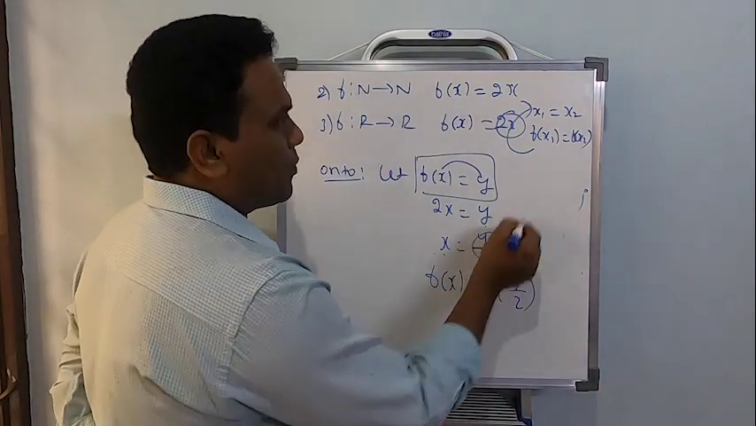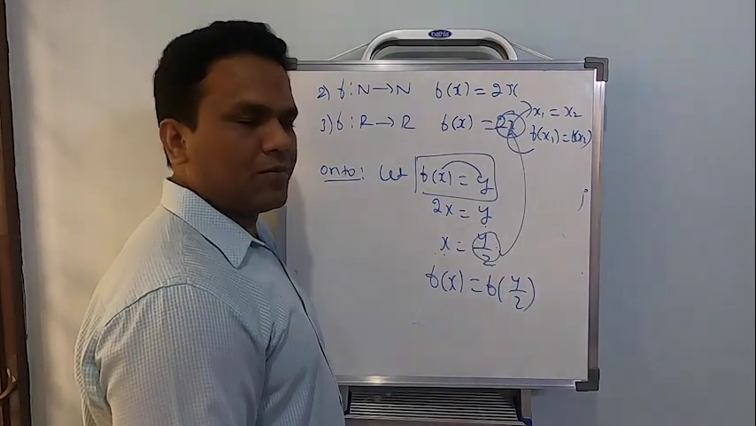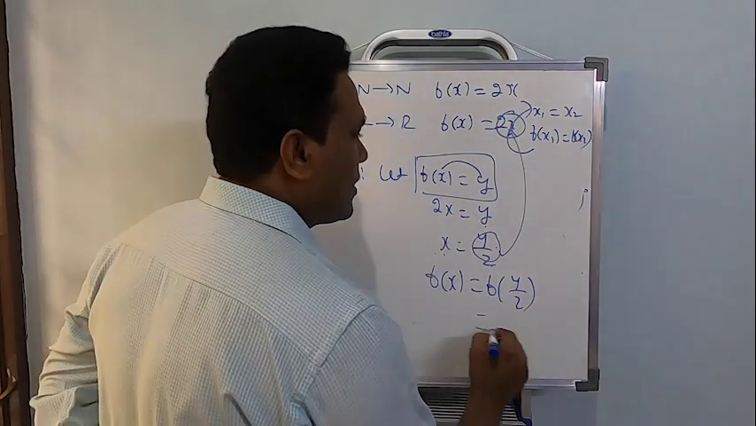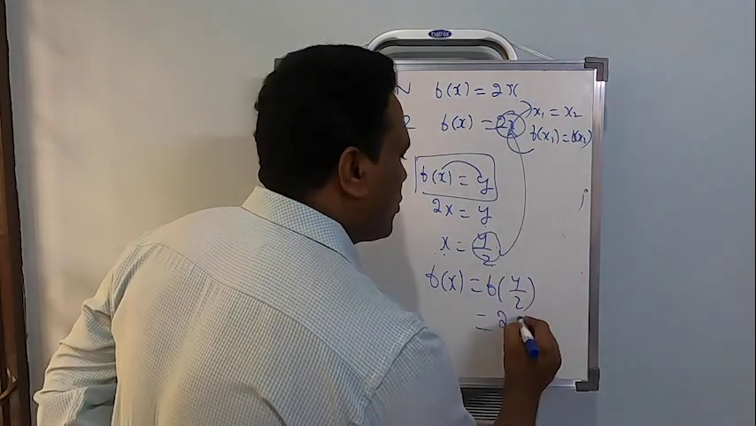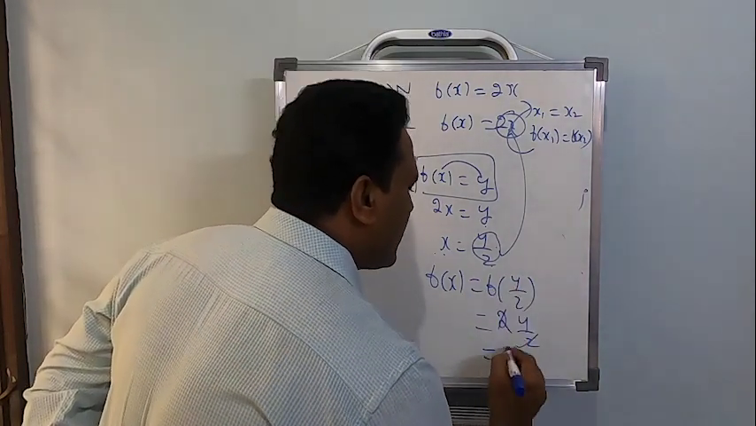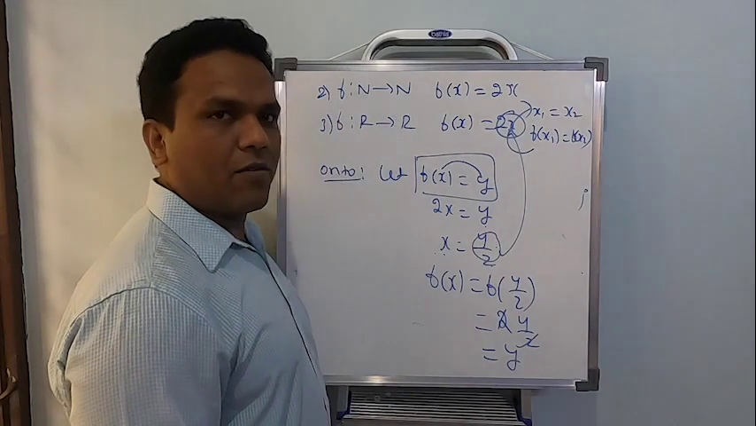So that means what? Quite simple. This x value I am going to replace in the given function. So f of y by 2. If f of x is 2x, what is f of y by 2? It will be 2 into y by 2. Simplify. What am I going to get? f of x equal to y.